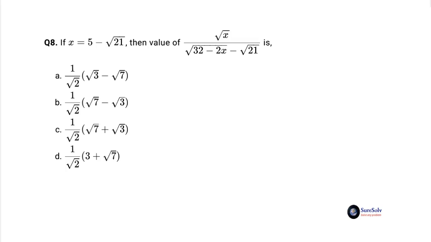This is a difficult surd problem. The question 8 is, if x equal to 5 minus root 21, then the value of root x divided by root 32 minus 2x minus root 21 is option A 1 by root 2 multiplied by root 3 minus root 7, option B 1 by root 2 multiplied by root 7 minus root 3, option C 1 by root 2 multiplied by root 7 plus root 3, and option D 1 by root 2 multiplied by 3 plus root 7.